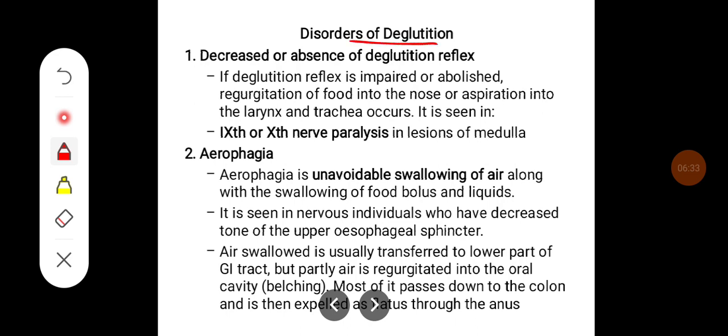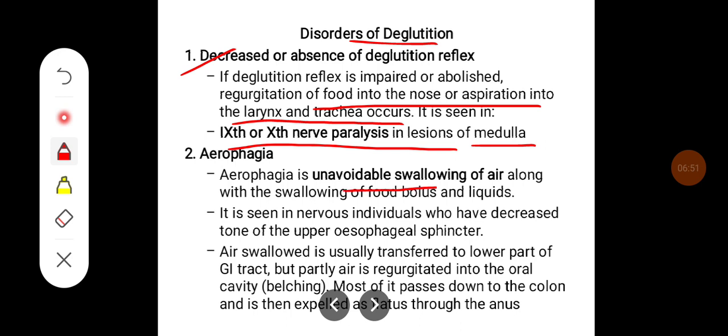Disorders of deglutition: decrease or absence of deglutition reflex. If the deglutition reflex is impaired or abolished, regurgitation of the food into the nose or aspiration into the larynx or trachea occurs. It is seen in ninth and tenth nerve paralysis and in lesions of the medulla.